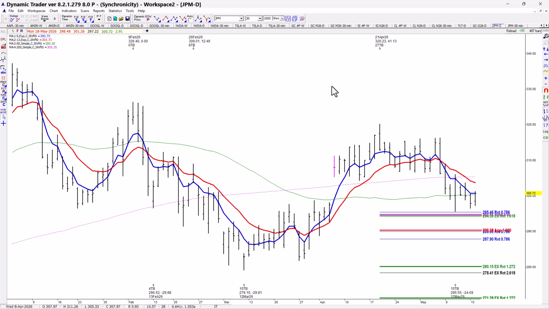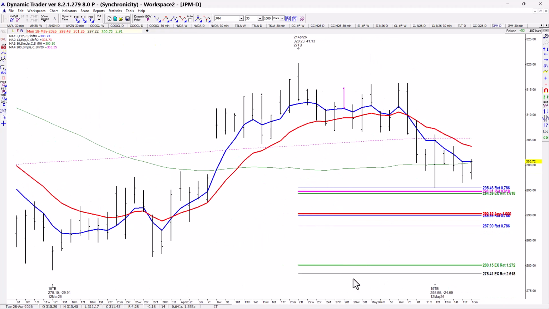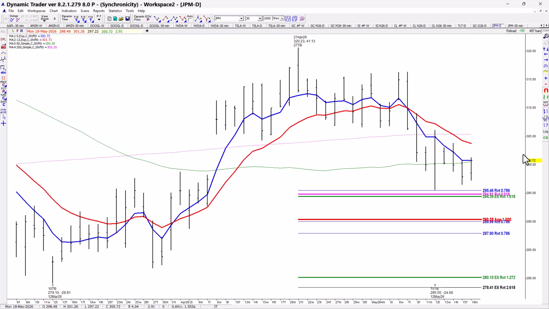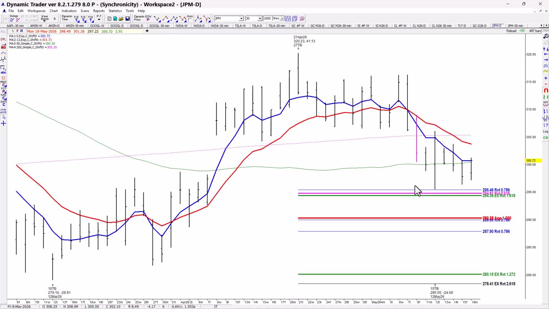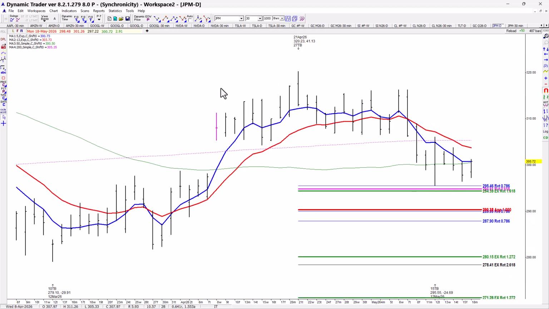All right, well, you know what? We have two setup zones in this case. We have tested and held the first area, though. And this comes in at 294.39 to 295.46. The actual low has been made at 295.55. It is not a perfect hit. It is absolutely close enough.